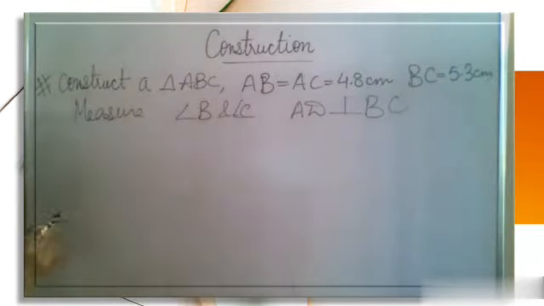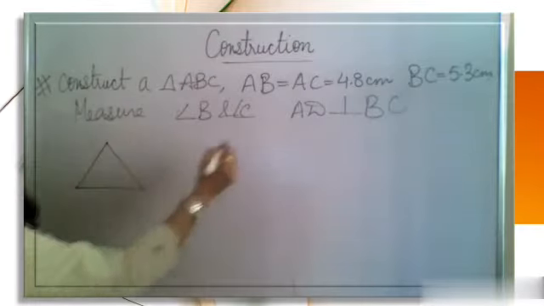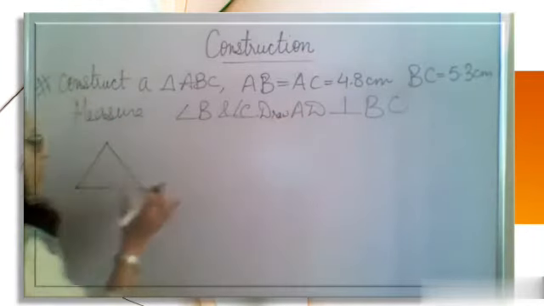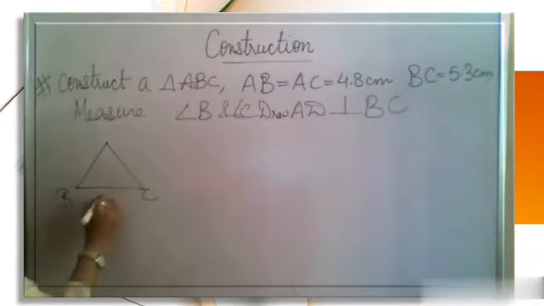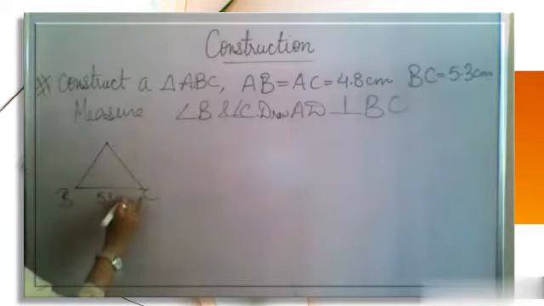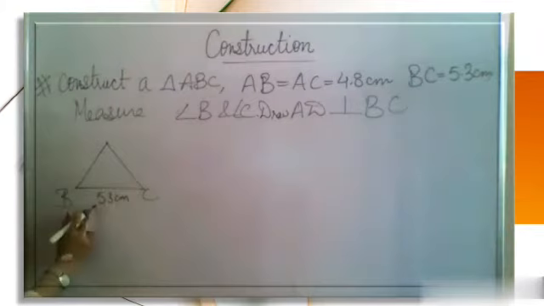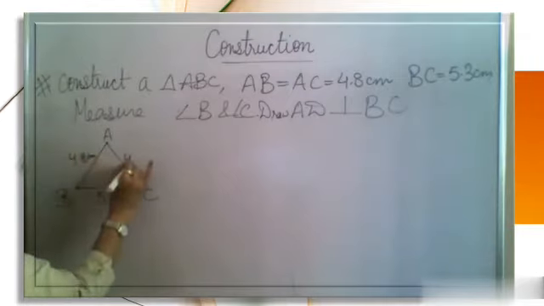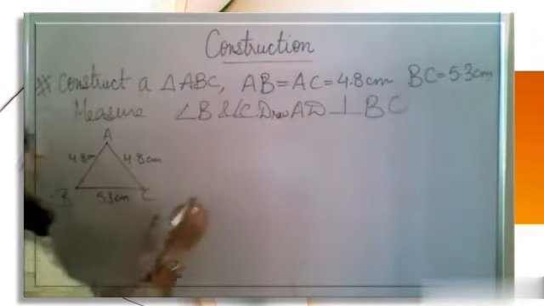So let's draw rough figure. As it is given here, you have to draw AD perpendicular BC. So I will take BC as base. This is easy for me to construct perpendicular on BC. So BC is given 5.3 centimeter and AB and AC is 4.8. So this is isosceles triangle. So let's start.